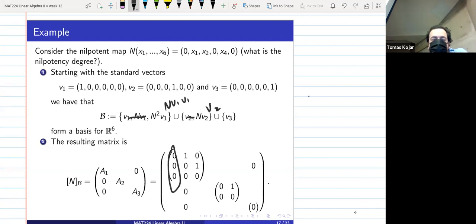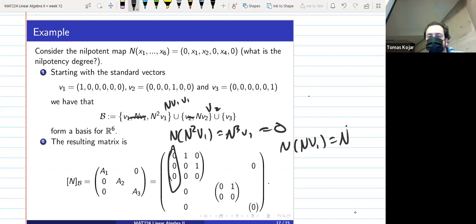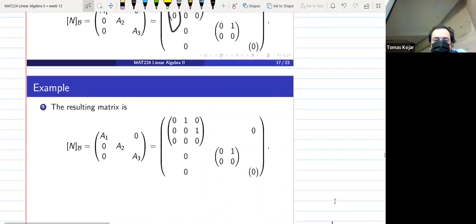So indeed, this is the column for N of N squared V1, which is N cubed V1, which is 0. So you get the 0 column, and so on. N of N V1 is N squared V1, so you put a 1 on the first guy. And so this is your matrix.